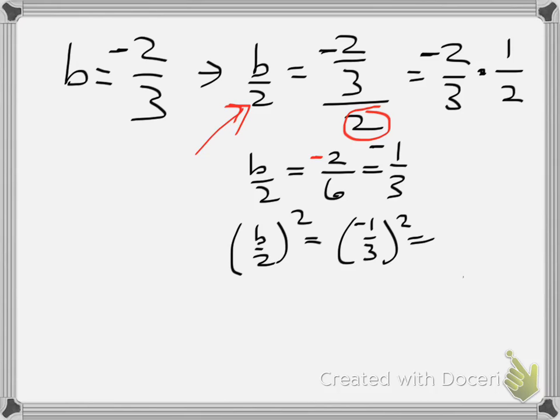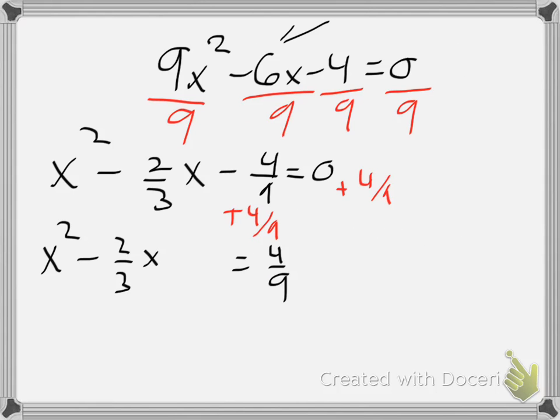So again, I got that by dividing negative 2/3 by 2, which turned into multiplication of the reciprocal, leaving me with a negative 1/3. So when I square my b over 2, I'm taking negative 1/3 squared, and that will give me a positive 1/9. So I'm going to add 1/9 to each side.